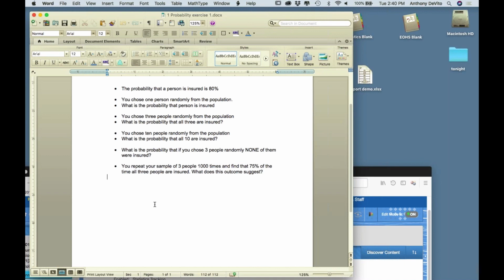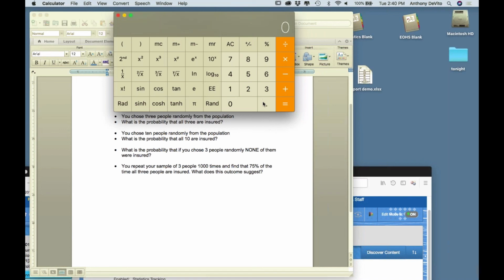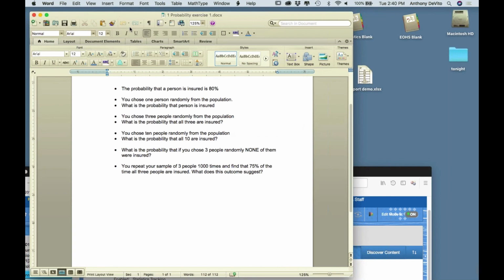What did you expect to be the outcome? You expected the outcome on any individual sample to be 0.8 times 0.8 times 0.8. You expected that about 50% of the time you would find those 3 people to be insured. If you do this 1,000 times and look at the average, sometimes you'll get 2 out of 3, sometimes you get 3 out of 3, and so on and so forth, right? It's going to vary, but your expectation is that over the long term, you would see 3 out of 3 insured 50% of the time.